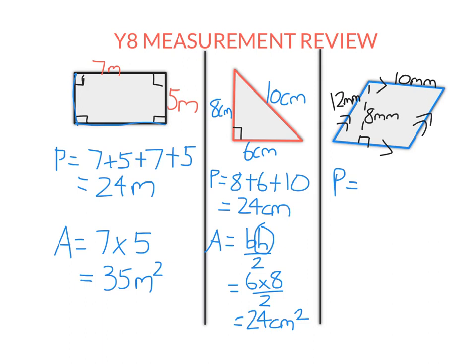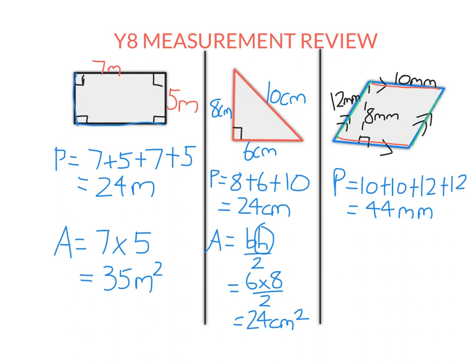Just like for a rectangle, opposite sides of a parallelogram are equal. So this side and this side are both equal to 10. This side and this side are both equal to 12. So the perimeter, the sum of all sides, is just 10 plus 10, because there are 2 sides that are 10, 2 sides that are 12, and so I get 44 millimeters. Okay, so note we don't include that dotted line inside the shape. Perimeter is the length around the outside of a shape.